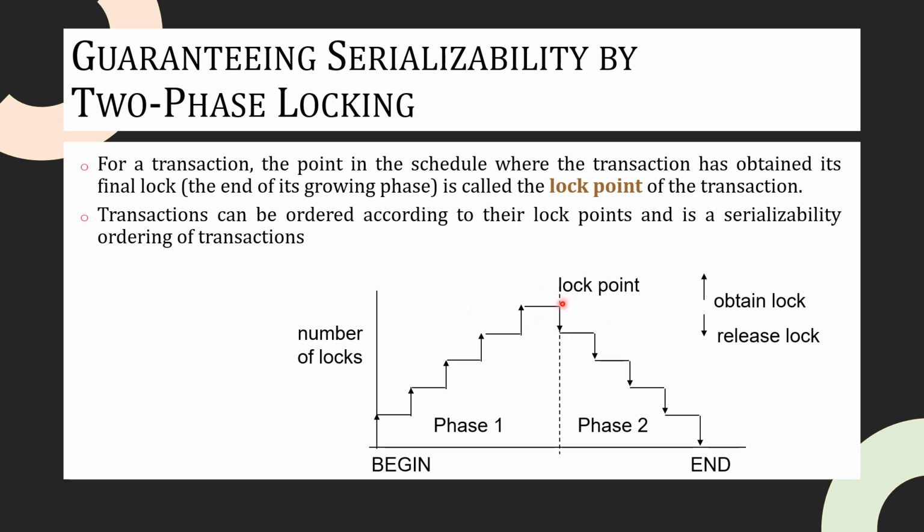Now we are moving to phase 2. Phase 2 is the shrinking phase. That means we are going to release the locks that we obtained. We release the various locks that we obtained in phase 1. So phase 2 is called the shrinking phase, and this lock point is the point where we acquire the final lock, where we end the growing phase. The transactions can be ordered according to their lock points, and this is a serializability ordering of transactions. So based on these lock points, the transactions can be ordered.